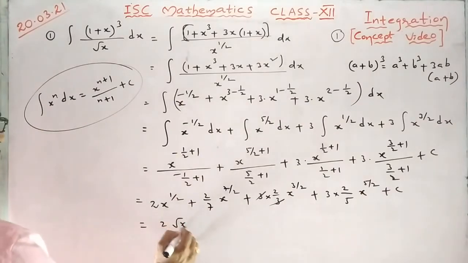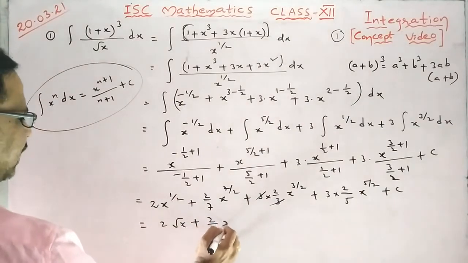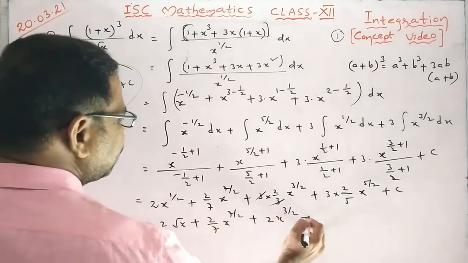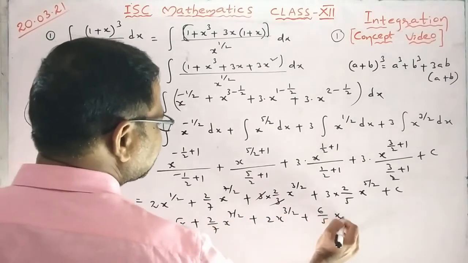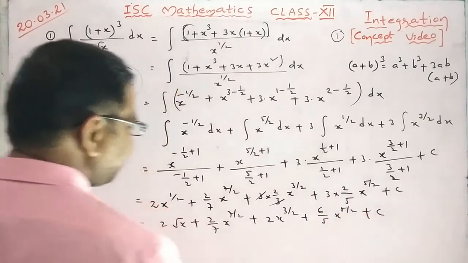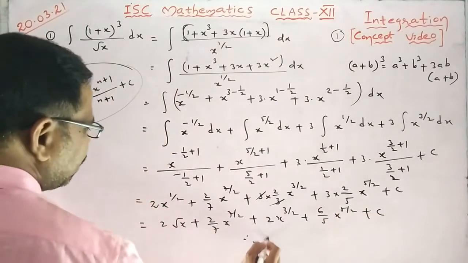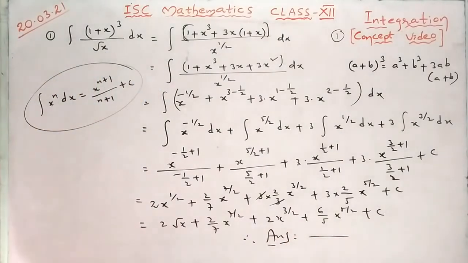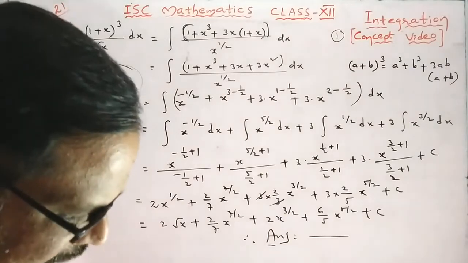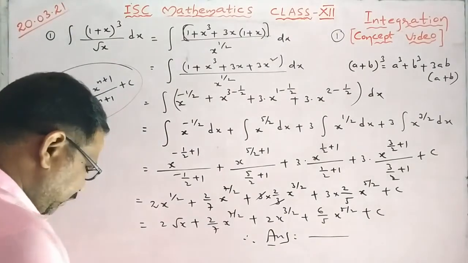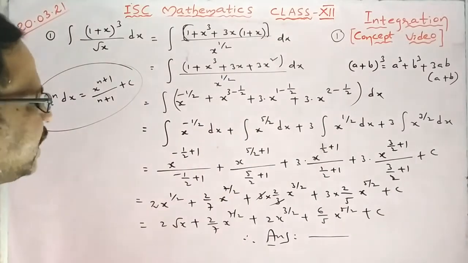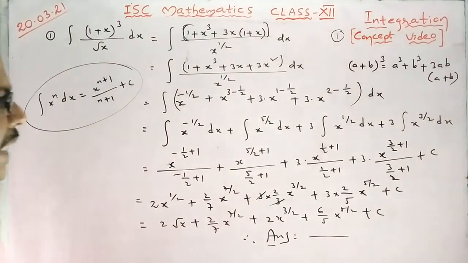This I can write as 2 root x plus 2 by 7 x to the power 7 by 2, plus 2 x power 3 by 2, and 3 twos are 6 by 5 x power 5 by 2 plus c. So therefore the answer is this. Okay. So this is the way we can simplify by using the formula. Integral x power n dx means what is the formula? x to the power n plus 1 by n plus 1.